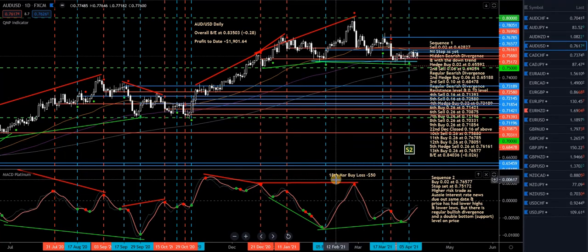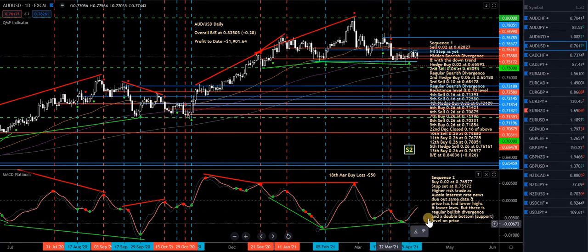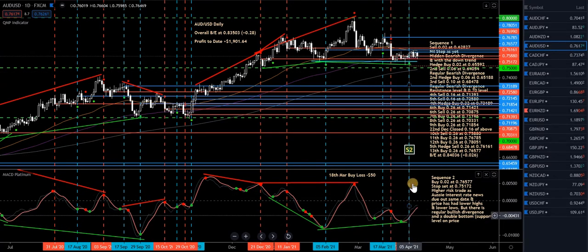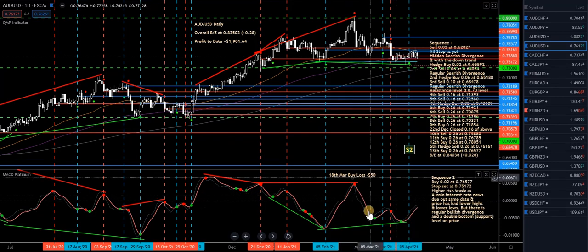So I did have a buy on the 18th of March, so that would have been this one here. I took a buy on this candle here, and it was a loss of $50. Because the MACD Platinum is still under the zero level, I'm having a second attempt at a buy, and it too looks like it's not going too well, but I just keep track of how many trades I take on one side of the MACD Platinum.